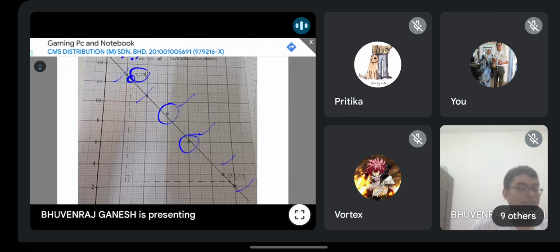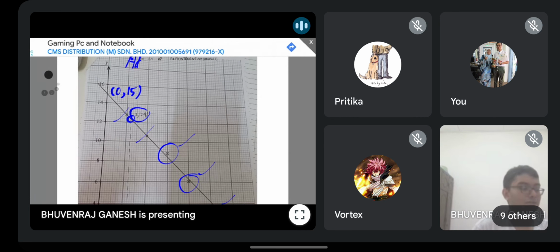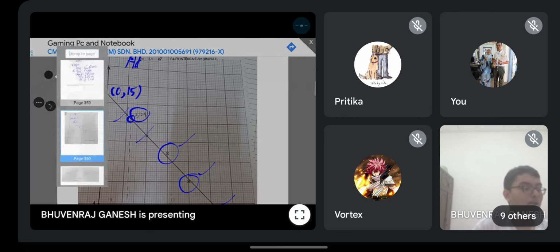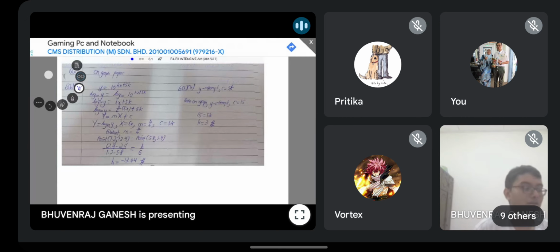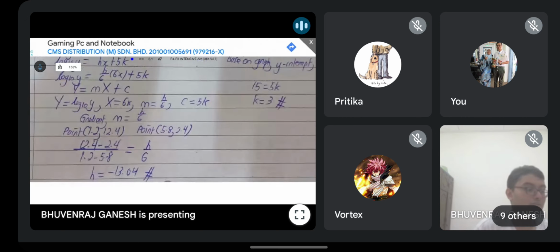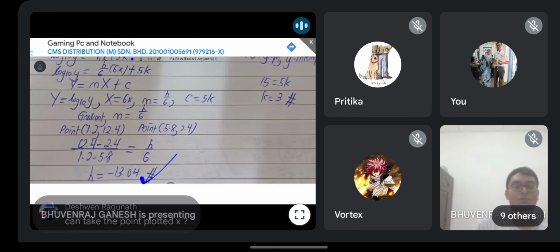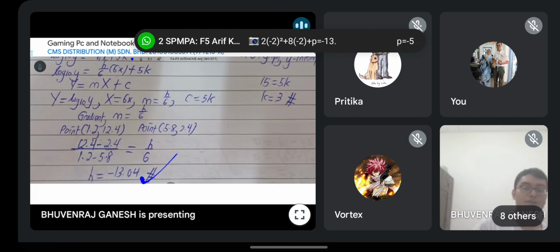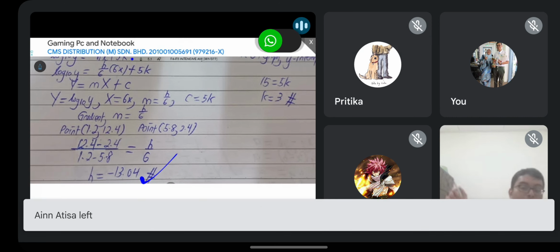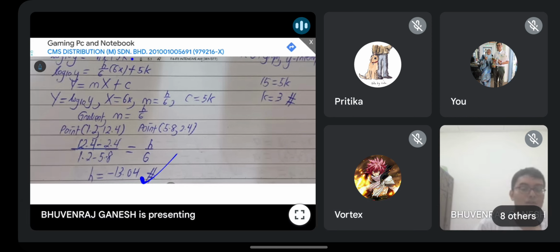So basically, if you count and see, each person will have different answer. But as long as you can get somewhere around there, it should be okay. Like you see here, jawapan saya dapat, gradient saya, my h value is negative 13.04. Jangan ambil titik yang plotted X to find the gradient because the titik you plot is based on the jadual value. Don't use jadual value when finding gradient. Use any other point on the line.